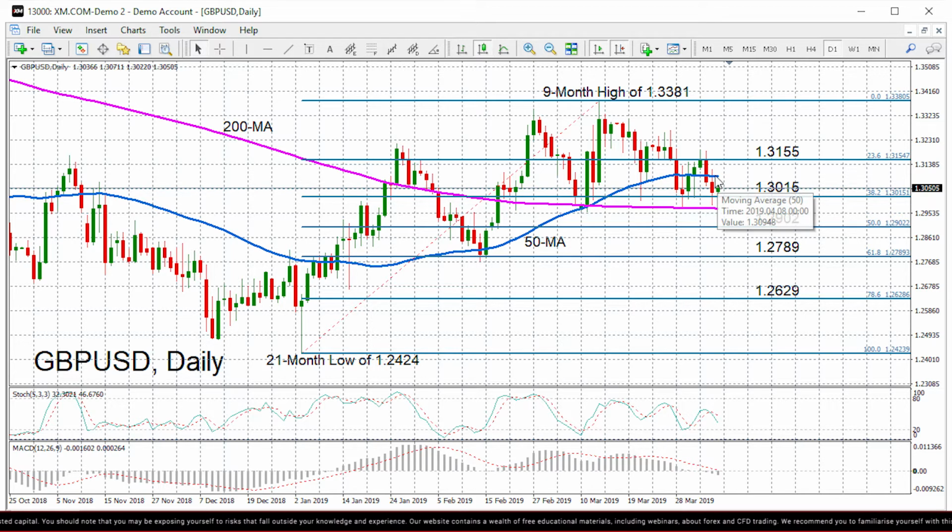To the upside, at the moment it's looking difficult to see a strong upside drive anytime soon, but prices will need to break above the first resistance at the 50-day moving average around 1.3095, and then we've got another critical resistance area, that's the 23.6% Fibonacci at 1.3155. If prices are able to overcome that resistance level, we could then see pound dollar aim towards the 9-month high of 1.3381 we saw back in early March.